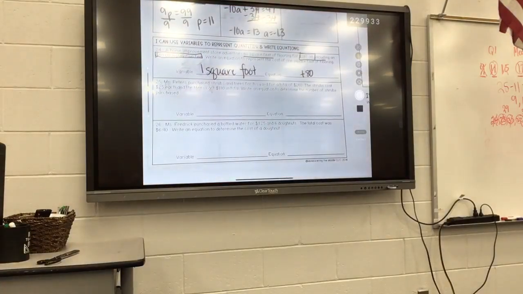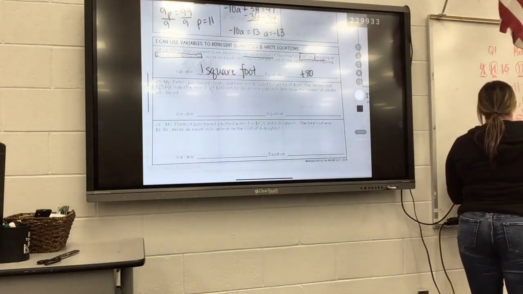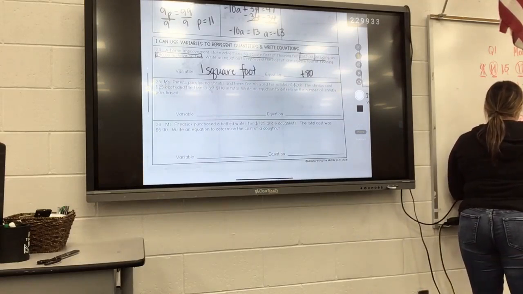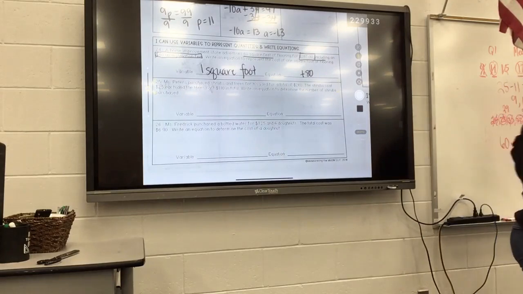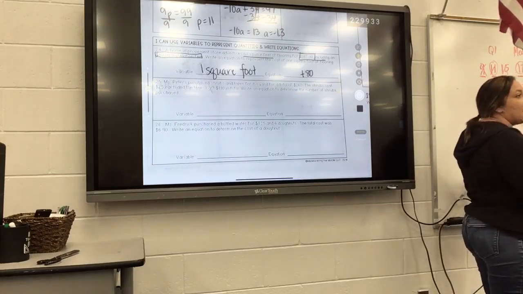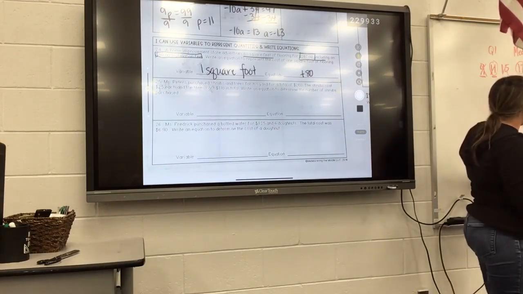So naturally, what would our equation to start out with be? You said 60x plus 80 equals 287. Then we have to rearrange it because we're trying to find 1 square foot. So what do we have to do? How do we rearrange this as our equation to solve it, but not to give us our answer? What do you think, Jack?